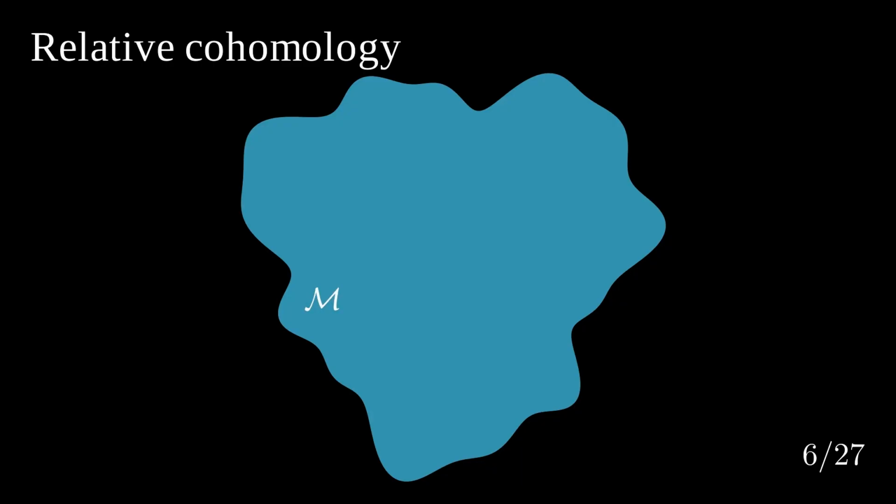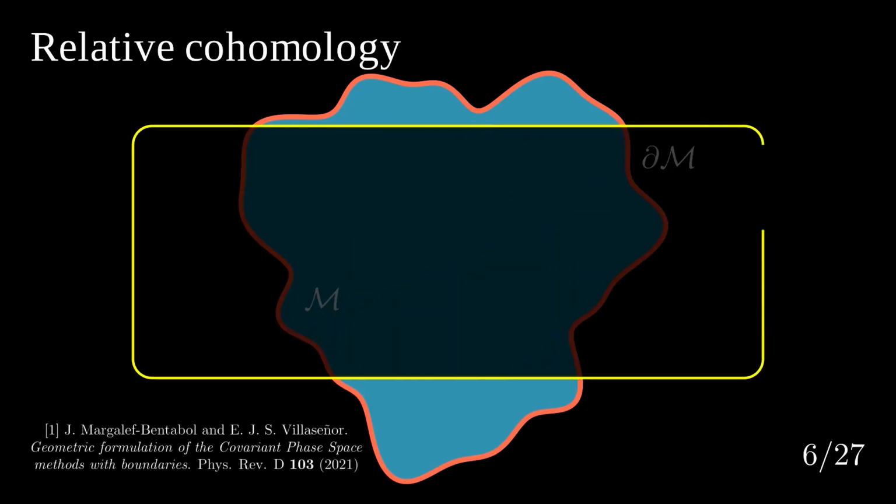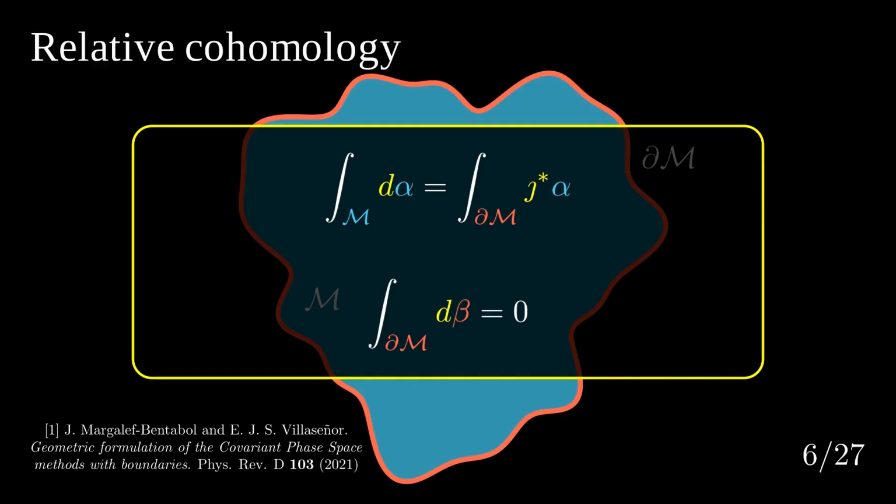So with this, let's start with relative cohomology, for which we start with a manifold M, and we have its boundary, denoted here in red, in such a way that, following the lines of Margalev, who gave an incredible talk in Miraflores last year, we are going to postulate the Stokes theorem in the work, which has this expression, and on the boundary we write the same expression for the Stokes theorem, but on the left-hand side is 0 because the boundary of the boundary is 0.